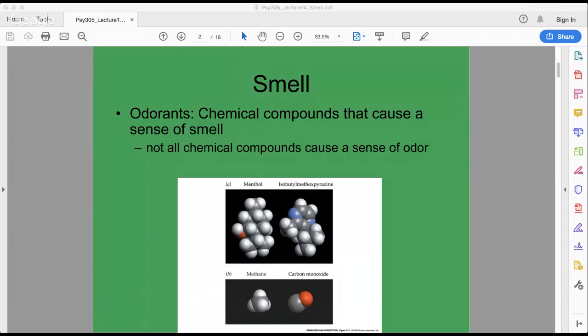However, not all chemical compounds cause a sense of odor, just as not all wavelengths of light can be seen and not all frequencies of sound can be heard.